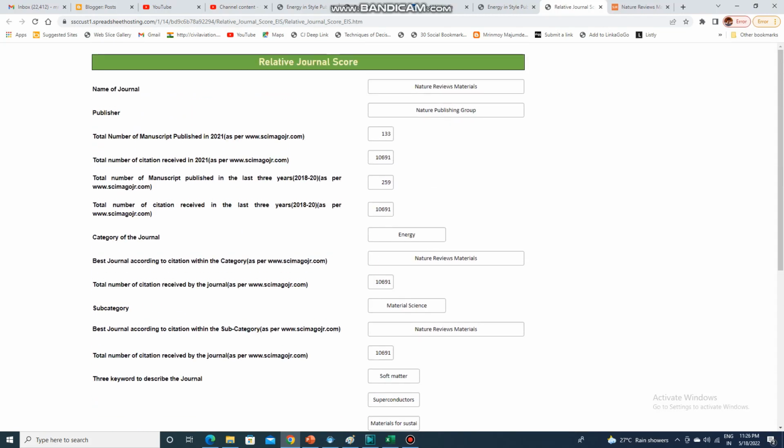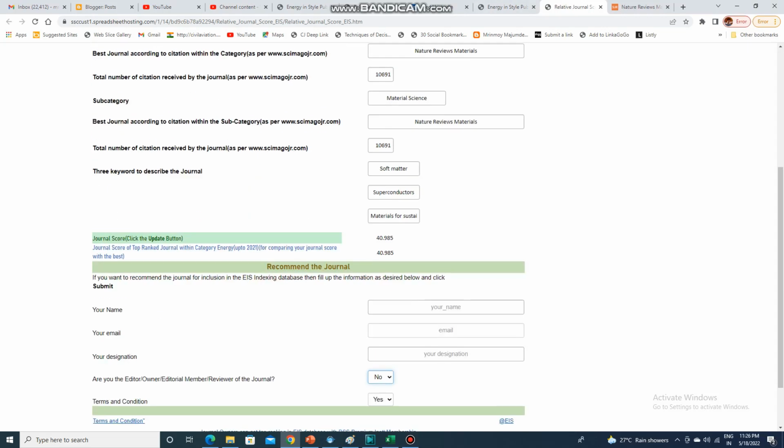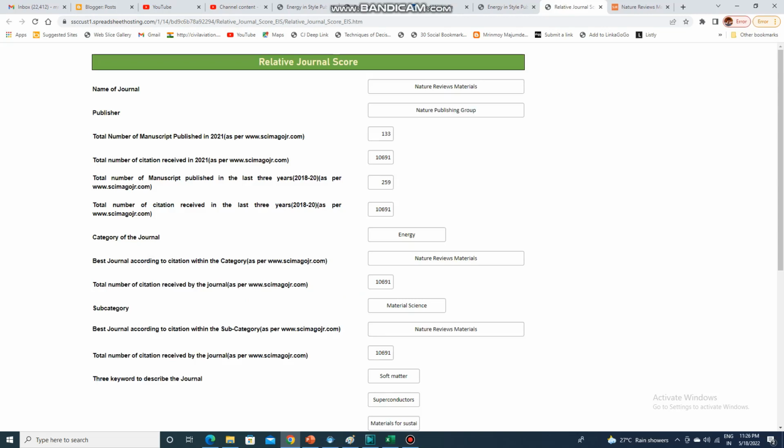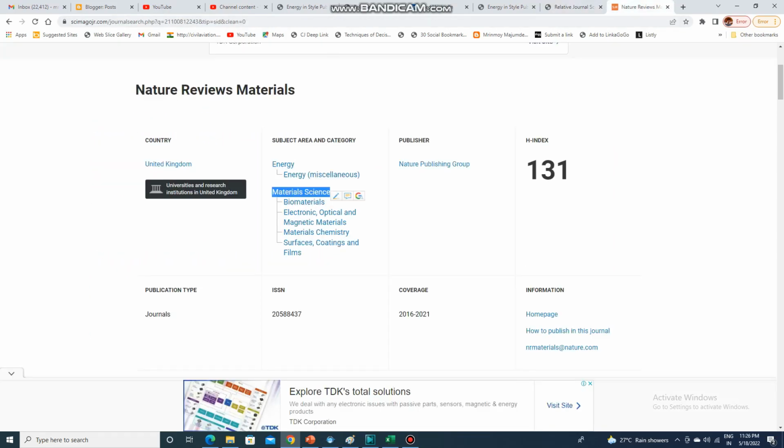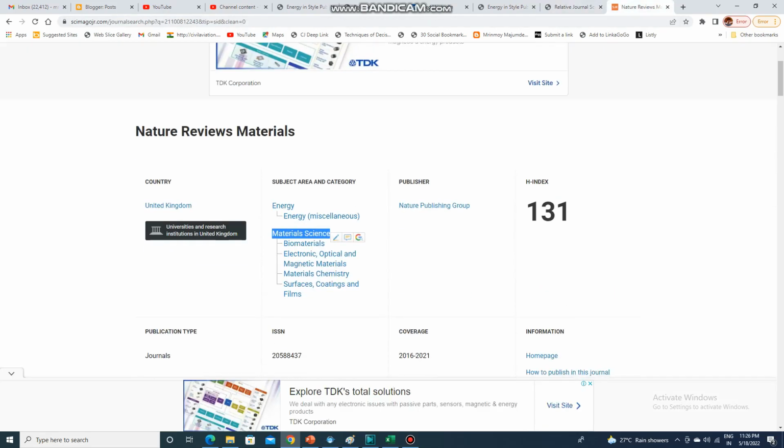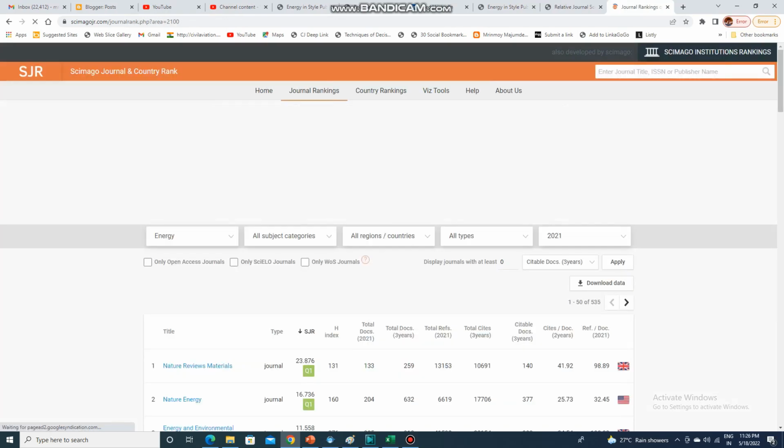And just like we recommend journals for Scopus indexing or SCI indexing, this EIS is also planning to introduce their own indexing service. Now the thing is that, suppose this is the best journal that you have, the score you have calculated. Now let us find out some unknown journal from the subject area energy. So click on the energy subject area.